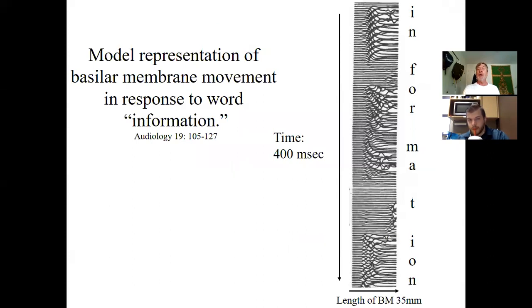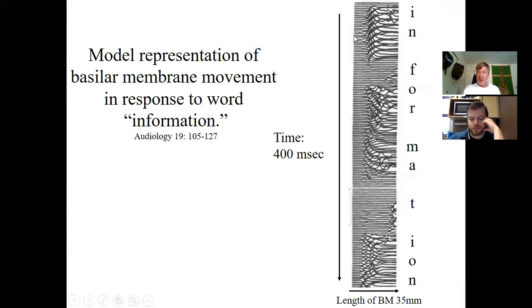And here we talked about last week a whole bunch of traveling waves. In the word information, just saying the word information, and you can say the "in" loud and low frequency vowels. Okay, the traveling waves are stopping near the apex. In high frequency, small little traveling waves. For "may," high frequency traveling waves. "Shun," low frequency traveling waves.